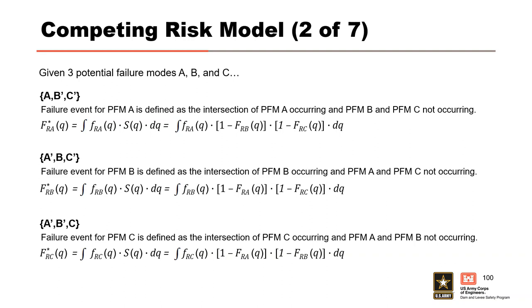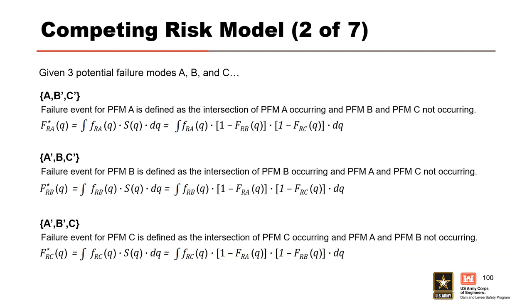The adjusted system response A from the competing risk model is equal to the integral of the system response for A multiplied by the survival function for the remaining failure modes with respect to the hazard. The survival function will be the product of the system response complements of the other failure modes. In this example, for A, but not B or C, the survival function will be 1 minus the system response of failure mode B multiplied by 1 minus the system response for failure mode C.